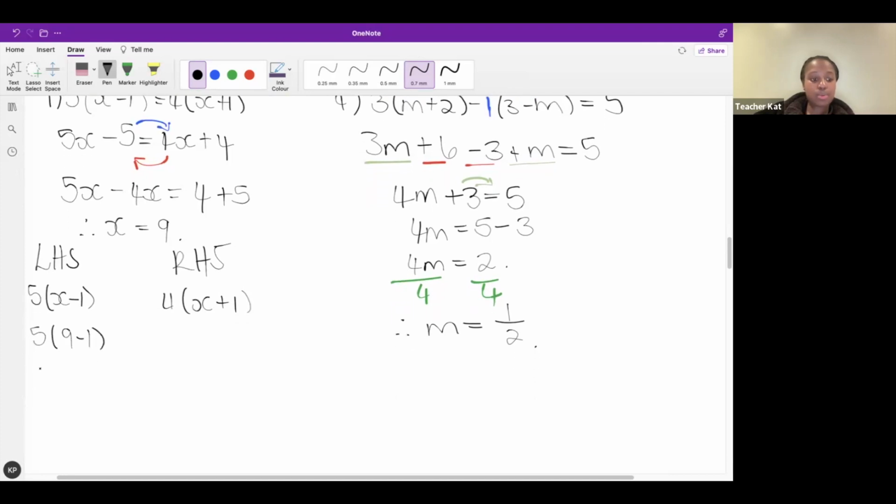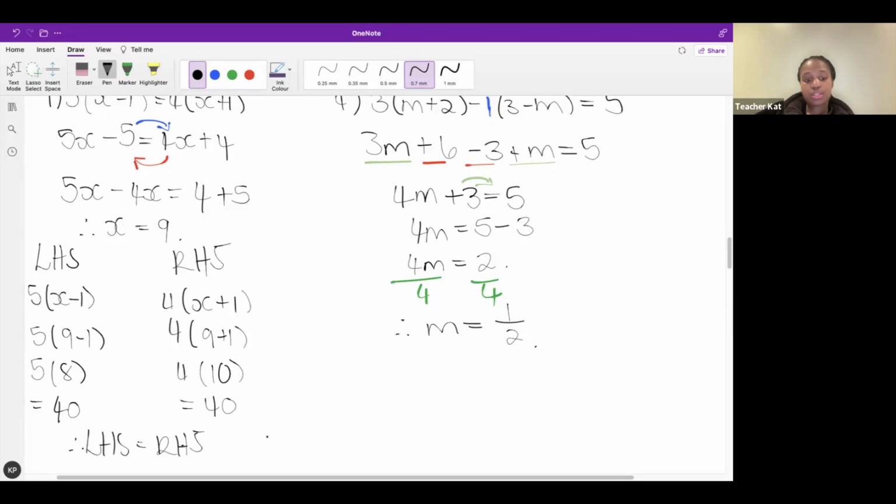What is 9 minus 1? 8. So then 5 times 8, my answer for the left-hand side is 40. Great. On my right-hand side, I have 9 plus 1, which will mean it's 4 times 10, and my answer is 40. Is my answer correct of x equals 9? Therefore, the left-hand side is equal to the right-hand side.